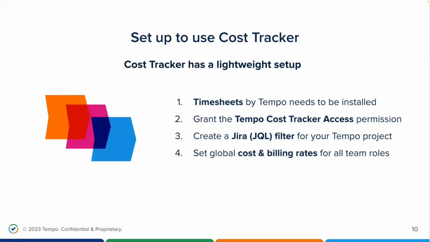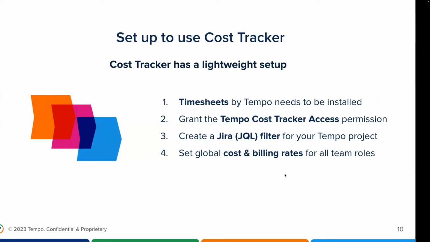So final step, and this one is optional, but I think it's a good idea to set it up before you get going. And that's to set your cost and billing rates for all the team roles that are used in Cost Tracker. So this is kind of a quick way to get fairly accurate project data for multiple team members at once, right off the bat when you create a Tempo project. And we'll see what I'm talking about in just a minute.